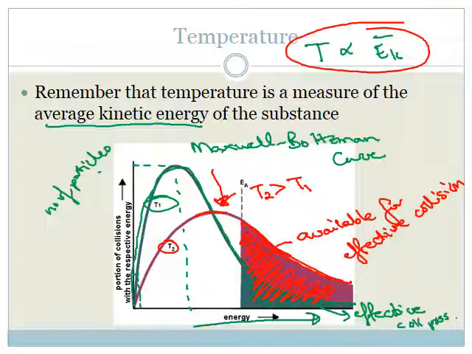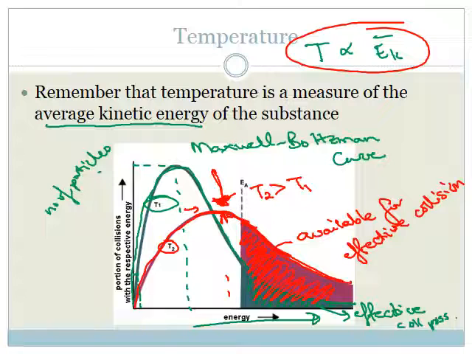So the graph of something where the temperature is higher, the graph of the number of particles in the container versus energy, if it's a higher temperature, the graph has to be shifted over to the right. So it's shifted over to the right. The peak is further up. Why? Because more particles have got more energy. Then also, because this is higher, this is going to be the shift. The peak is lower than the peak it was before.